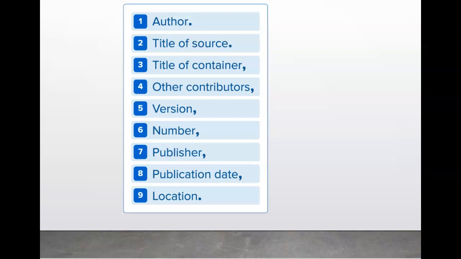There's a comma. If necessary, you include some additional information like other contributors, editors, or translators. I'll talk about that briefly. And then if there is a version, you include that. By version, they mean something like second edition. Then comes the number. You'll see that quite often, especially with popular or scholarly sources. Then information about the publisher, the publication date, and then the location.